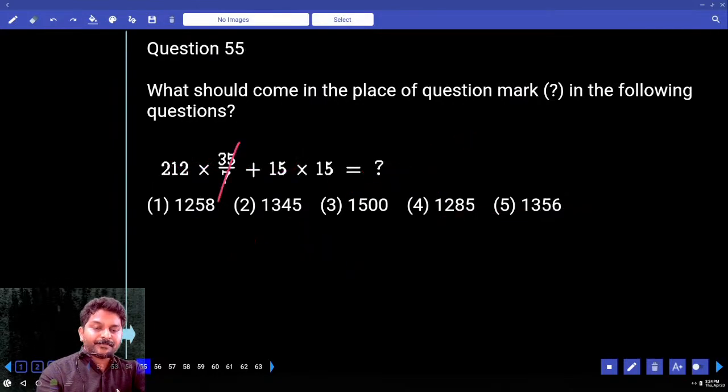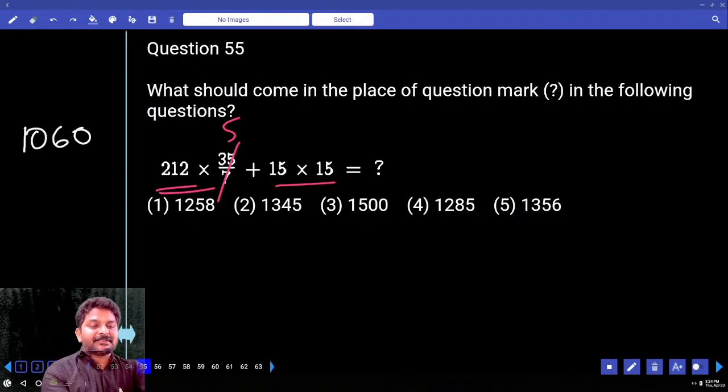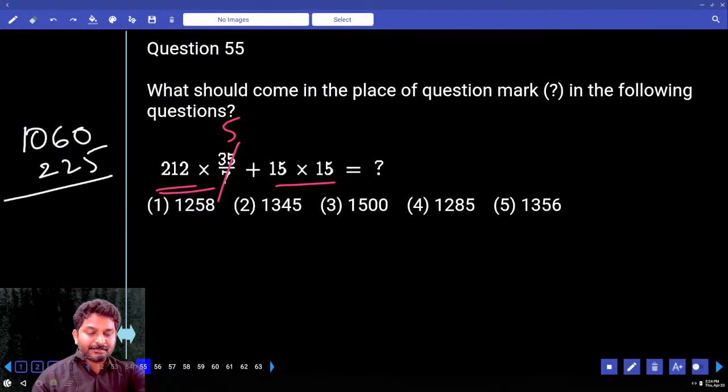7 how many times? 5 times of any number. Wait a minute. Both are possible. Yes, you cannot eliminate anything. 5 times in the sense 10 times and half only. 10 times is 2120, half of that number is 1060, and then 15 square is 225, sum 1285, ending with 4.